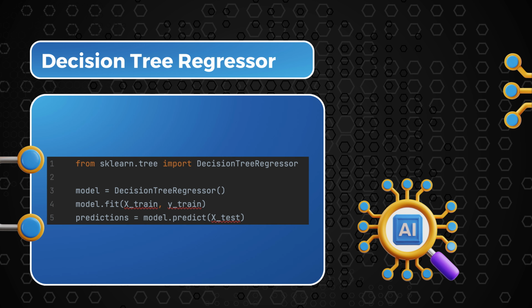The Decision Tree Regressor utilizes a decision tree for regression tasks. It splits the data into subsets based on features to make predictions. Here we can see a code example for the Decision Tree Regressor.